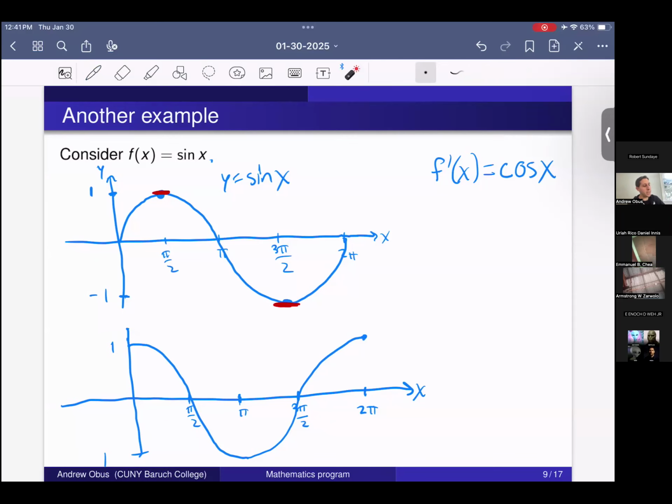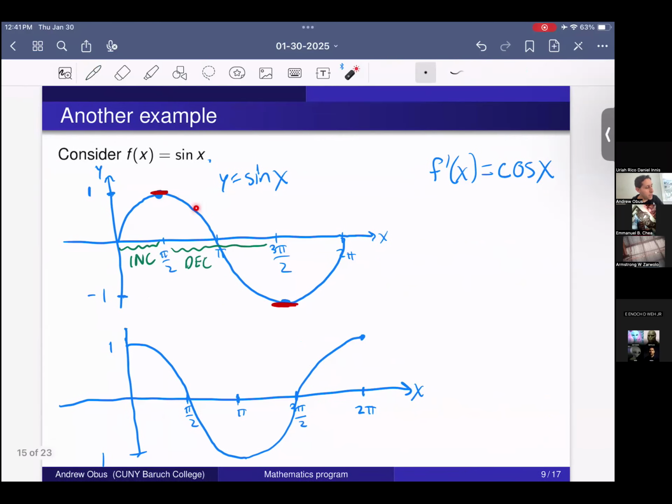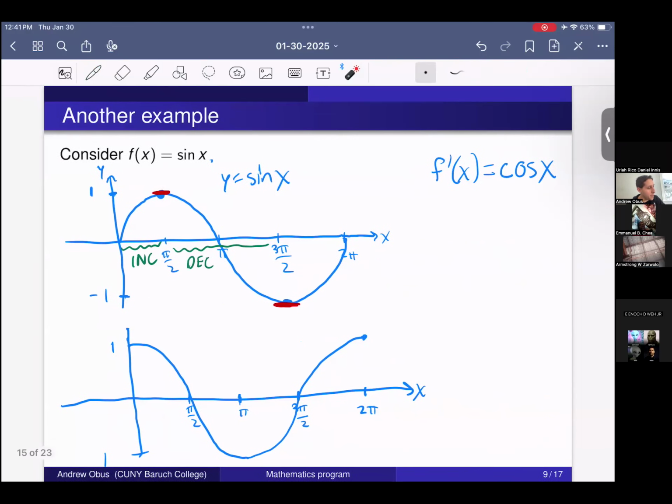Now look at what's happening here with sine. Sine here is increasing, going up from 0 to 1. Then on this entire interval over here, it's decreasing, because it's going from 1 down to minus 1. And then on this interval over here, it's increasing again. So it goes increasing, then decreasing, then increasing.